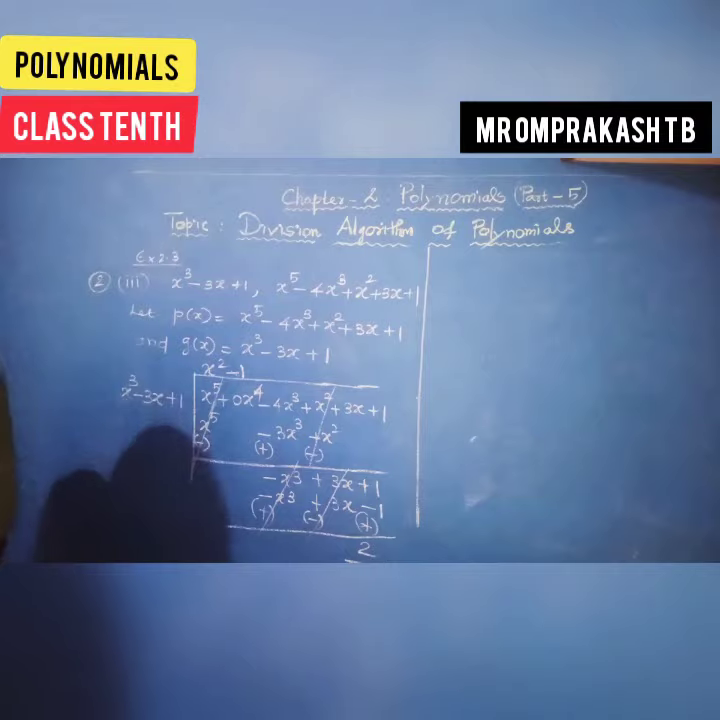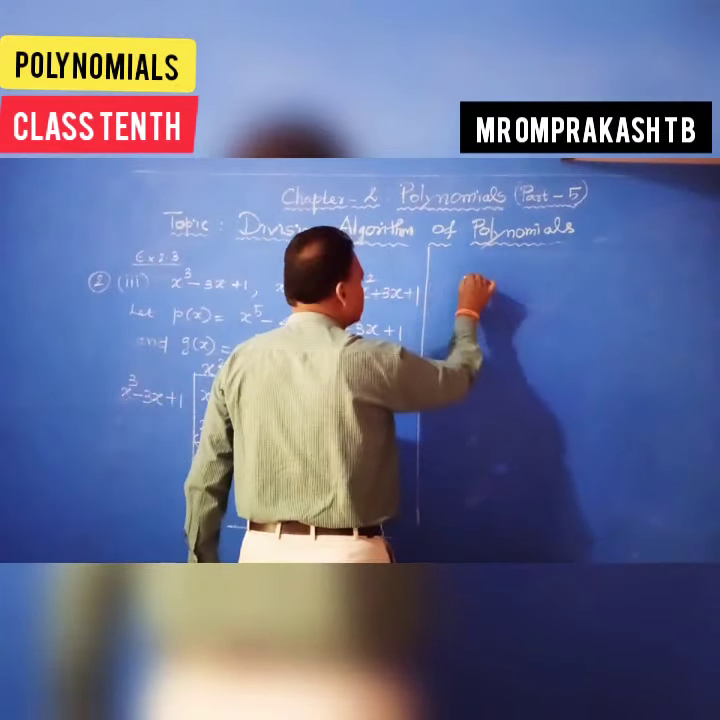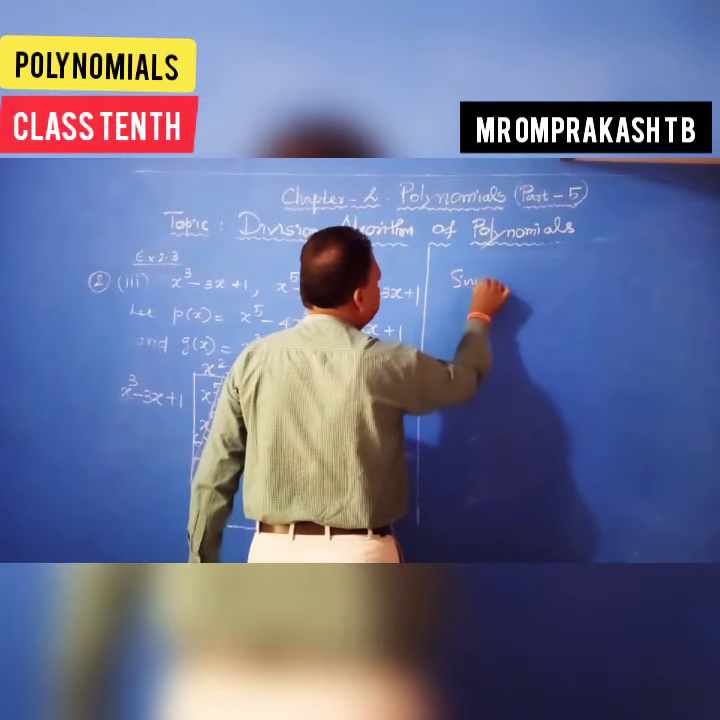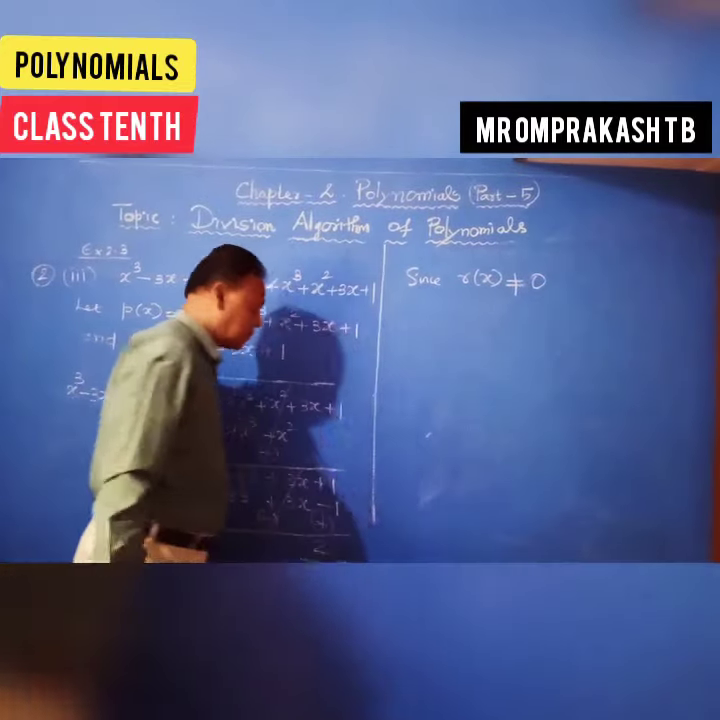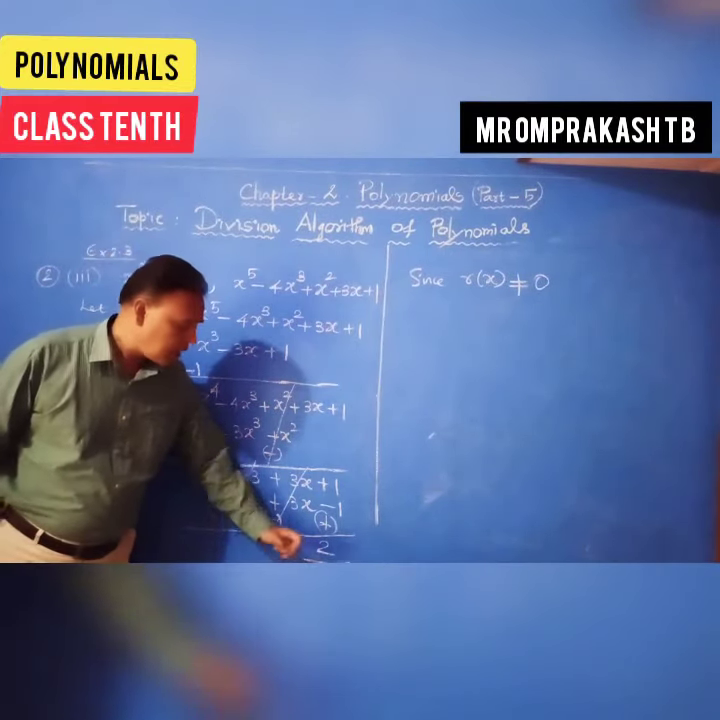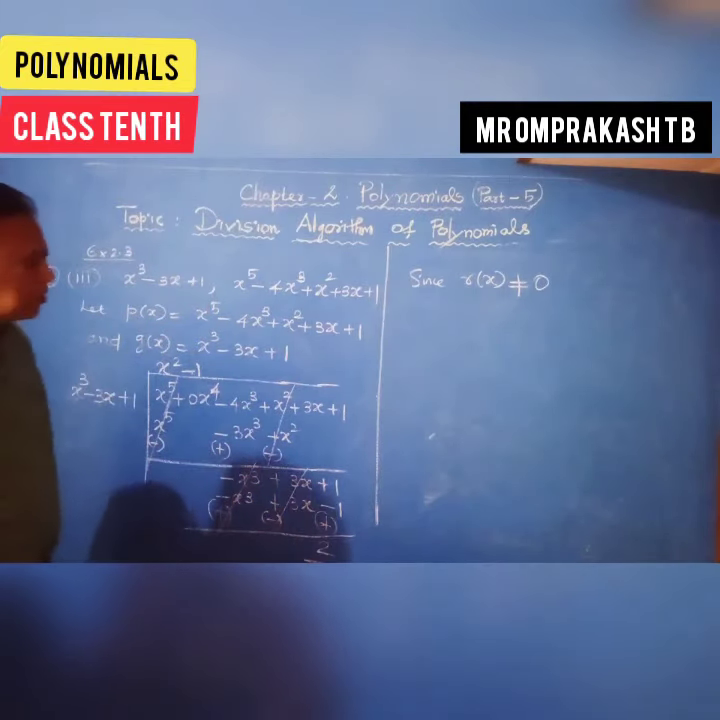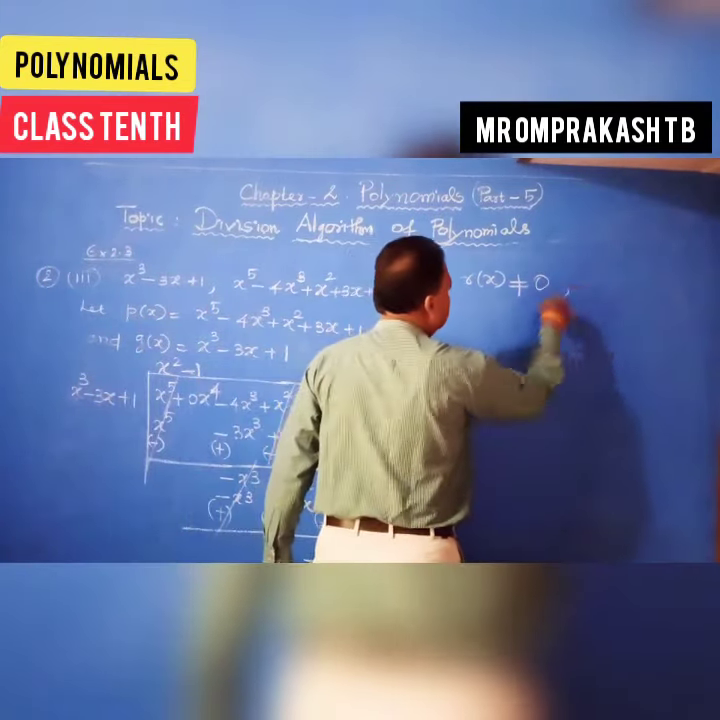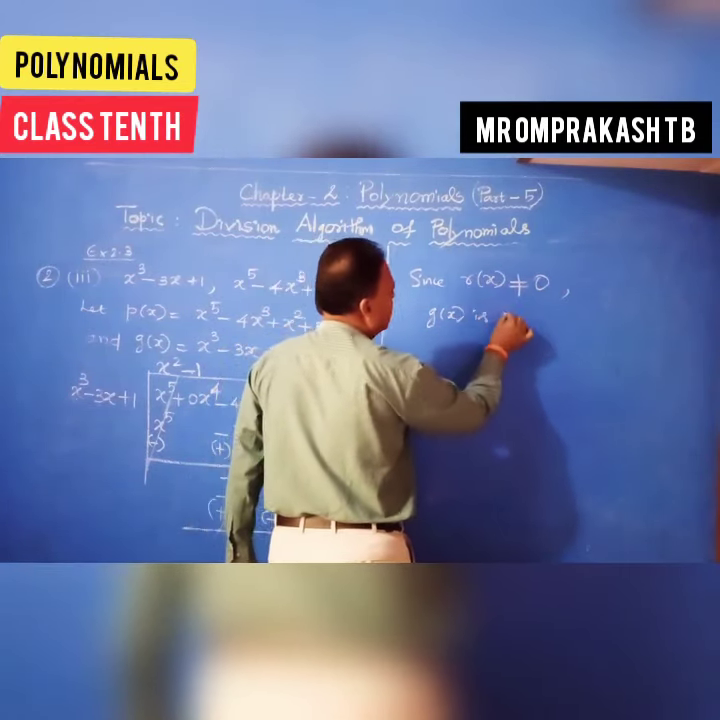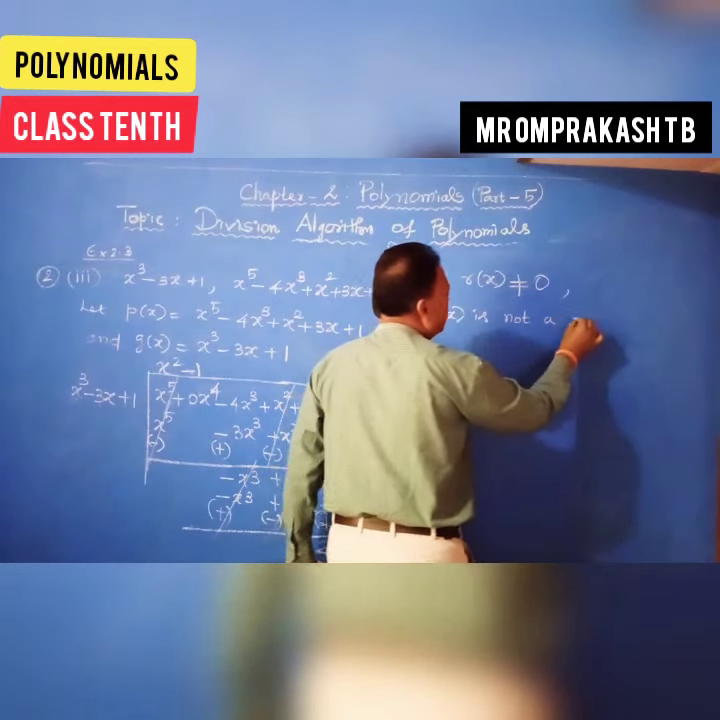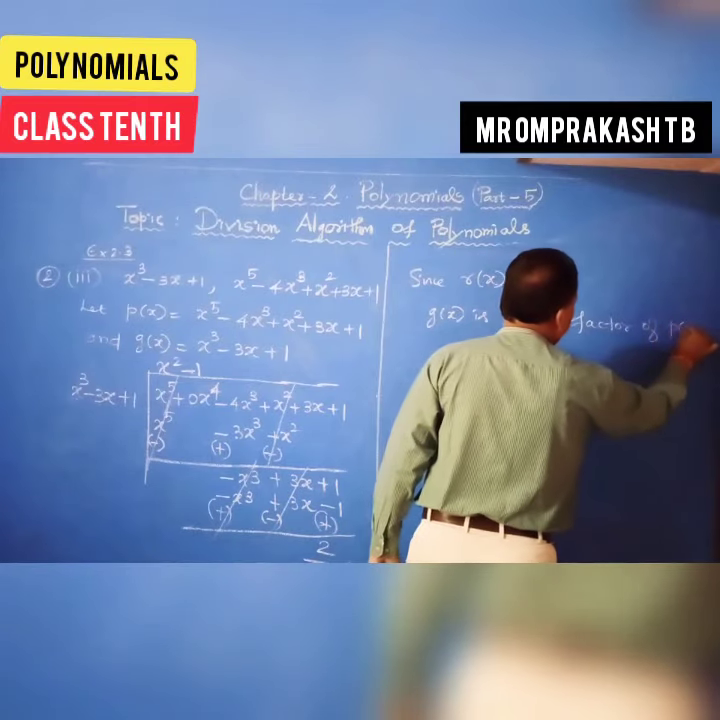Plus 1, 2. Now since 2 is not 0, clear, since the remainder r of x is not equal to 0. 2 is what? Not equal to 0. That is, r of x is not equal to 0. Remainder is not equal to 0. Then g of x is not a factor of p of x.